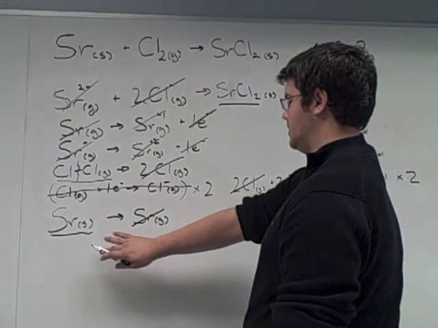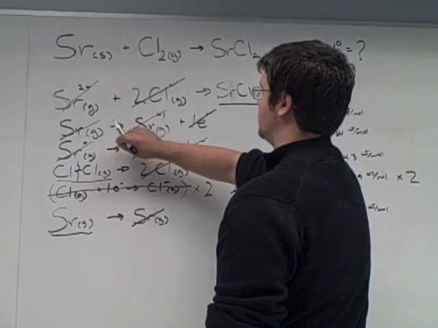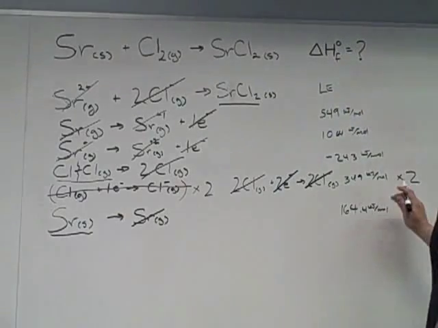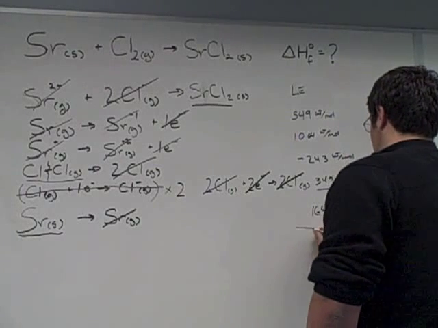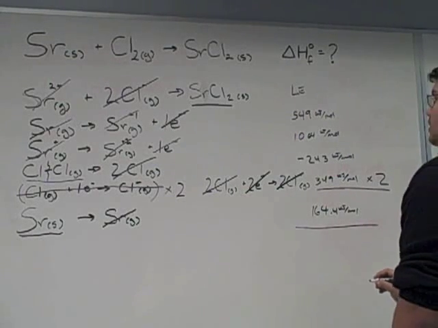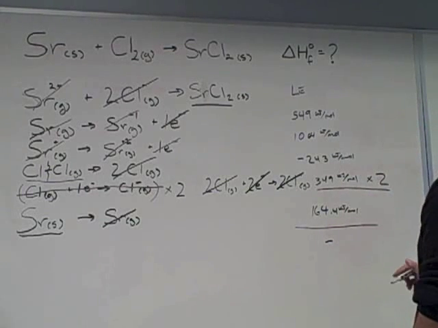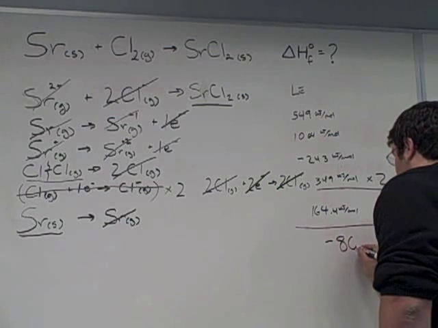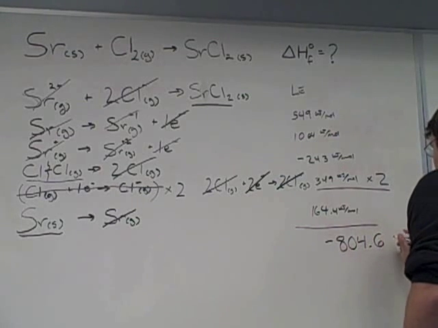So what we're left with is strontium solid plus chlorine gas goes to strontium chloride. And when we remember to double this value, when we add all these up, we end up with our answer for our standard heat of formation, which is negative 804.6 kilojoules per mole.